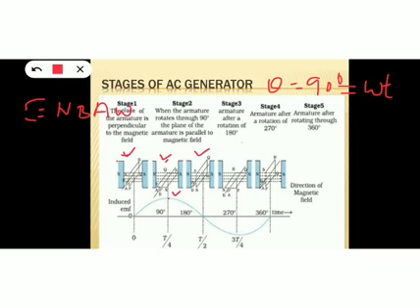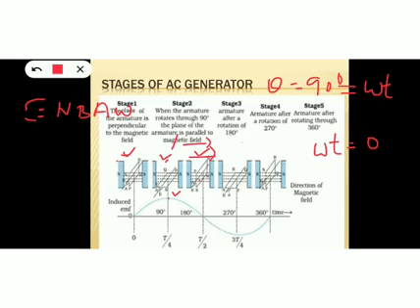In stage 3, again the coil took this position. So more number of lines of force passes through this coil. The magnetic flux changes, so an EMF is induced. And what will be that induced EMF? At this position, angle theta or omega t will be 0, because the magnetic field is along this direction, area vector is also along this direction.